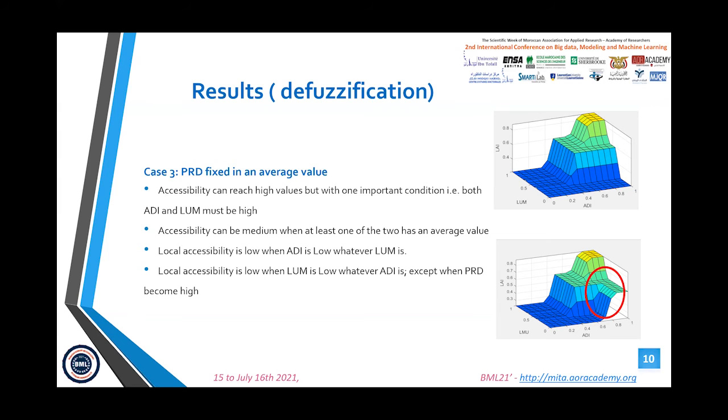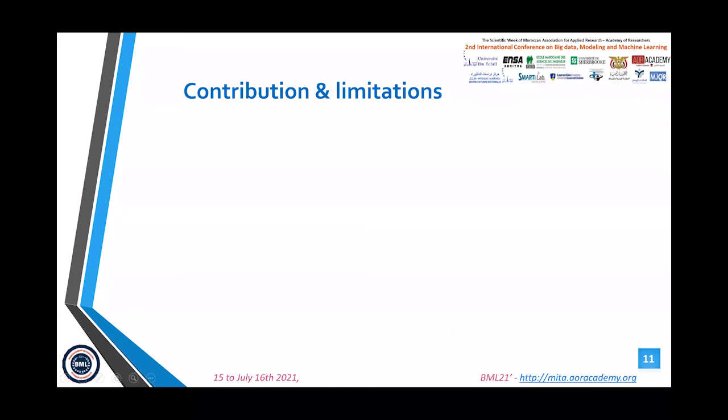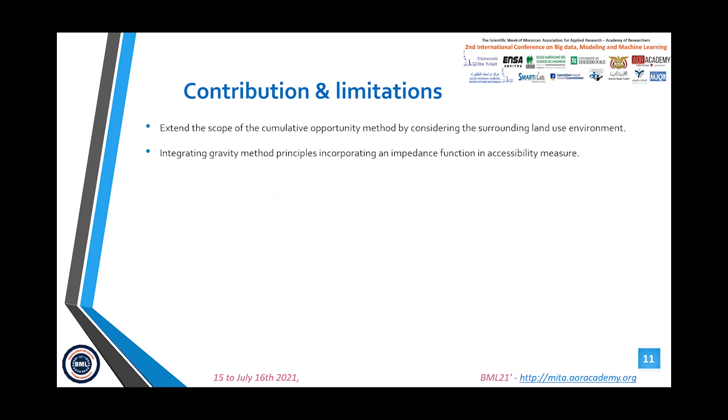Furthermore, we can also conclude that the combination of EDI and LUM characteristics is more important and relevant to achieve a high local accessibility. As a contribution of our work, we can say that our method allows us to extend the scope of the cumulative opportunity method by considering the surrounding land use environment. Also, it allowed us to evaluate local accessibility using the principle of the gravity method, incorporating an impedance function, capturing the access condition to each opportunity by using the variable PRD.